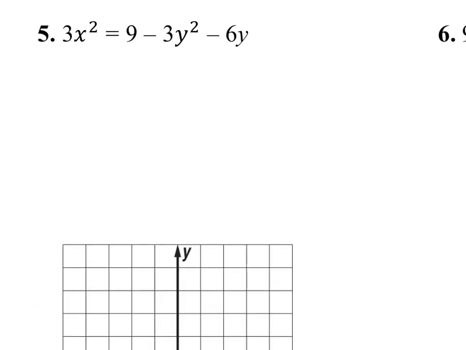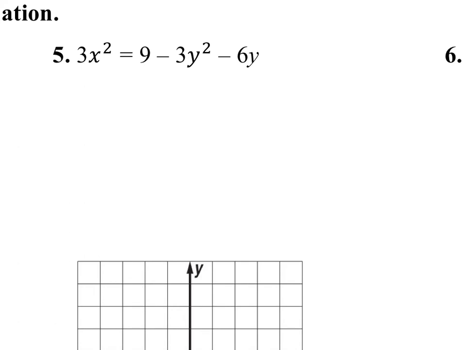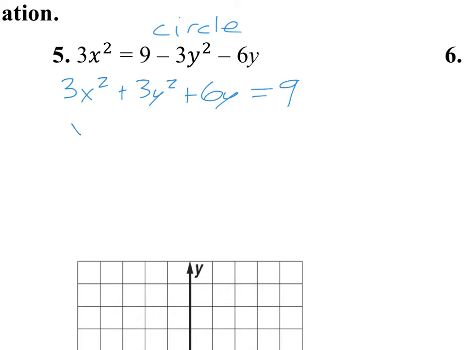Okay, for number 5, that looks like a circle because if I move the squared terms to the same side, I see that they're both positive and they have the same coefficient. So this has to be a circle. Okay, so remember, circles don't have a 1 on the right side. With circles, you're not allowed to have a coefficient in front of x squared and y squared other than 1. So we don't like those 3's in front of x squared and y squared when it's a circle. So I'm going to go ahead and divide everything by 3.